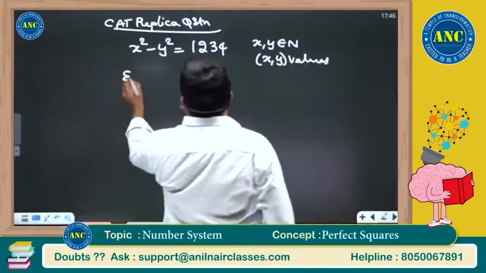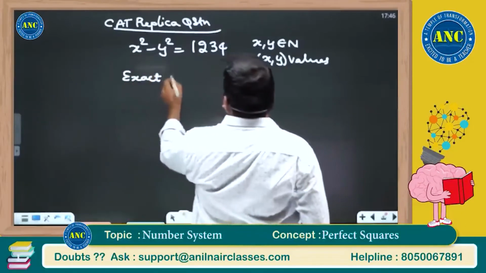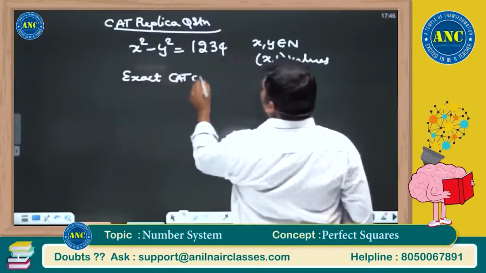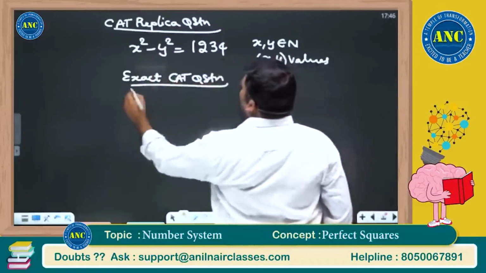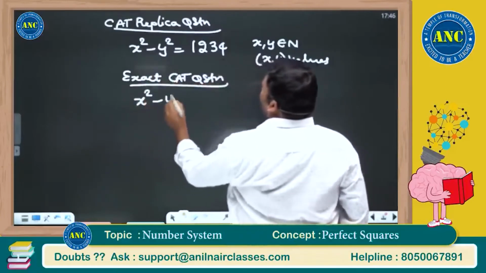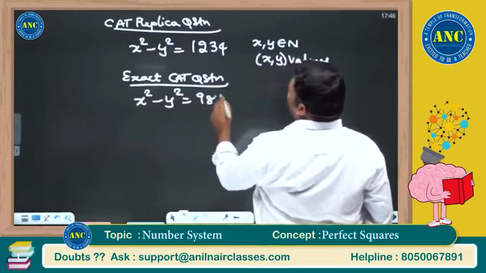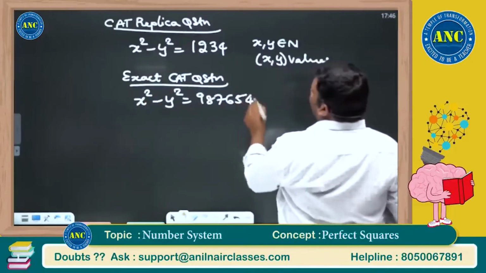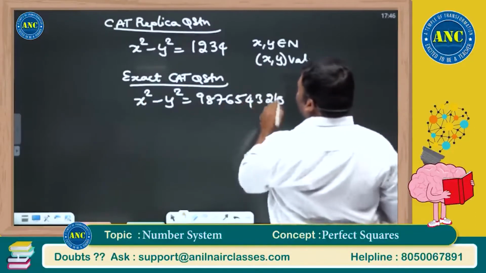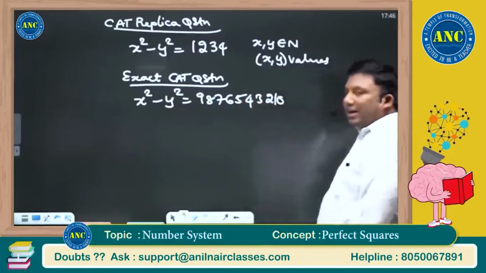Actually, the exact CAT question is like this. Exact CAT question some 4 years before. This was the first question which came on the CAT examination slot 1. 9876543210. This is the exact CAT question.